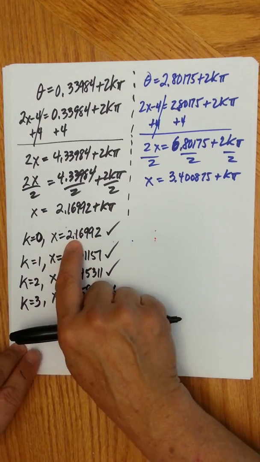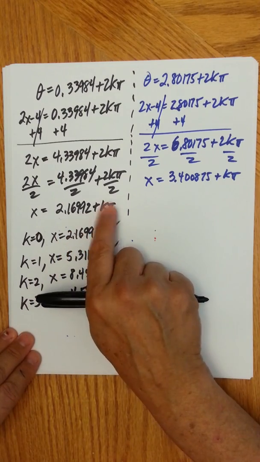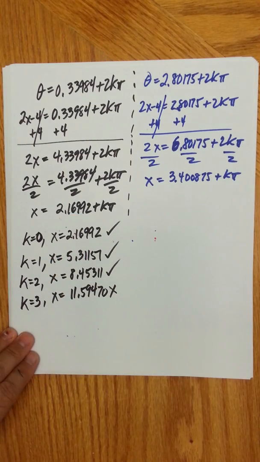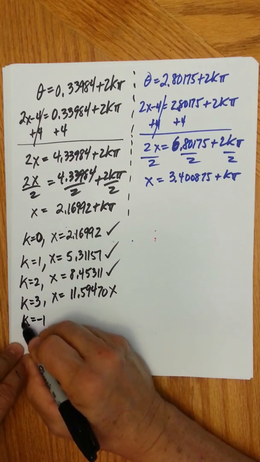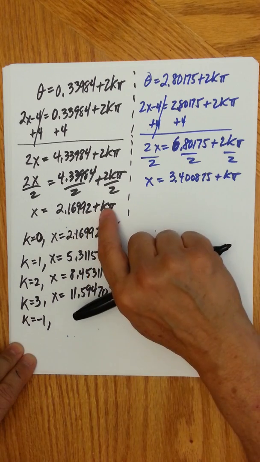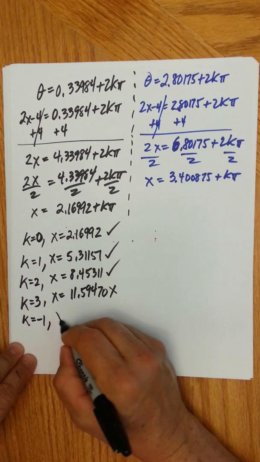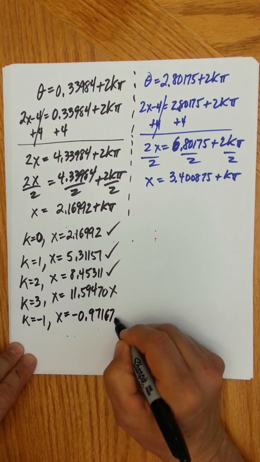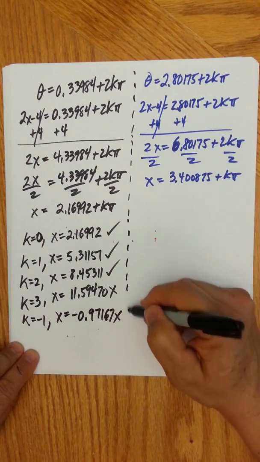Anything less than 0, I'm not going to take. I know that all I'm doing is adding or subtracting pi, so if I subtract about 3.14, I'm already going to have a negative number, so that's not going to be a solution I want. But let's go ahead and figure it out so you can see it. When I do 2.16992 plus a negative 1 pi, I'm going to get x equals negative 0.97167. And again, we don't want that one because that's less than 0.